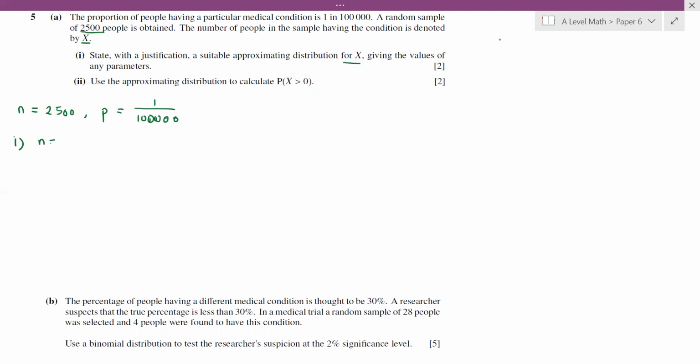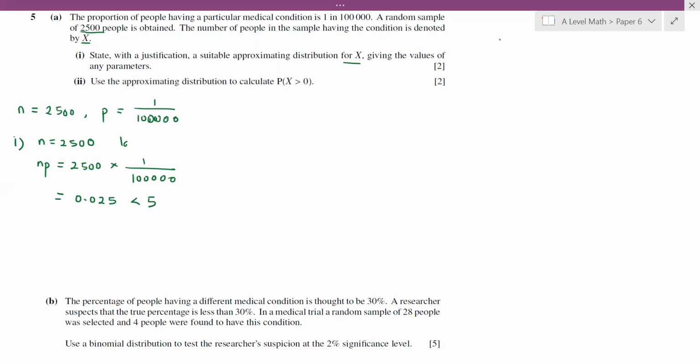N is 2,500. This is large. So N is large. And now let's check N times P. So we have 2,500 times 1 over 100,000, and that gives us 0.025. That is less than 5.